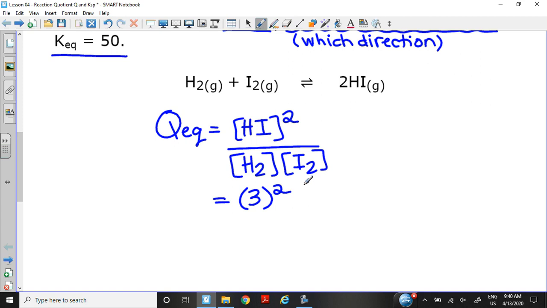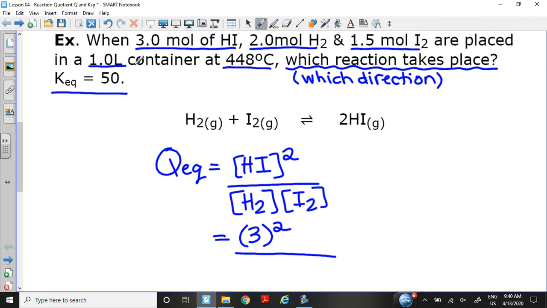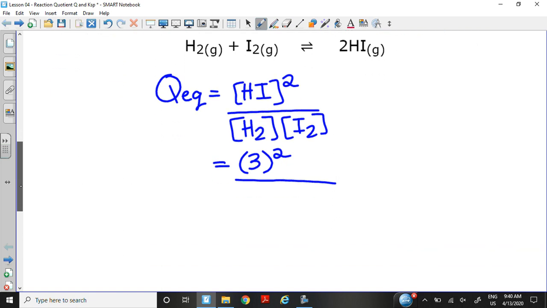And then when we put in our products from our question, let's just put that back up. You've got 2 moles of hydrogen in 1 liter, so 2 moles per liter, and 1.5 moles of iodine in 1 liter, so 1.5. So on the bottom, we're going to put in those numbers. This is a nice, easy number to work with, and you should end up with a Q_EQ of 3.